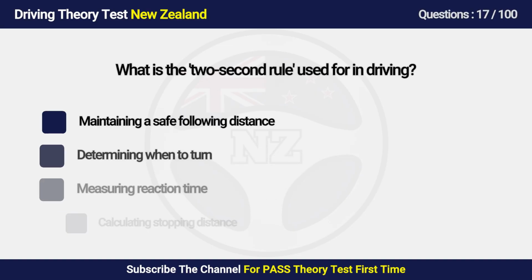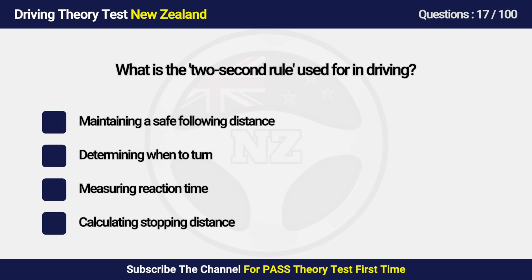Question 17. What is the rule used for in driving? A. Maintaining a safe following distance. B. Determining when to turn. C. Measuring reaction time. D. Calculating stopping distance.